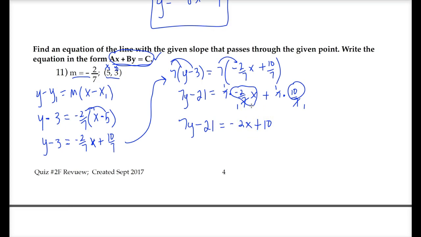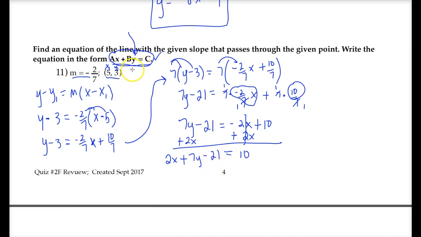And so now from that point, I just need to get it to look like this. So I will add 2x to both sides. Let's get that looking a little better here. So we'll add 2x to both sides. That cancels to 0. 0 plus 10 is 10. And here, the 7y and the 2x are unlike terms. So that's why we will just write this as 2x plus 7y minus 21.